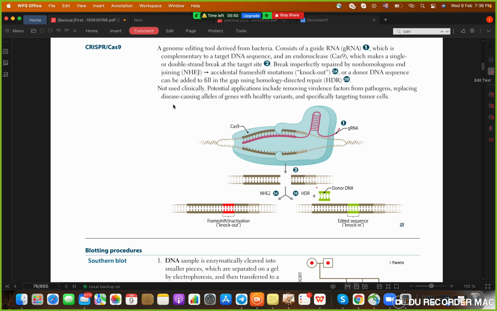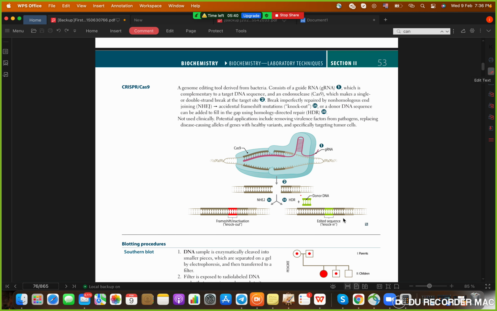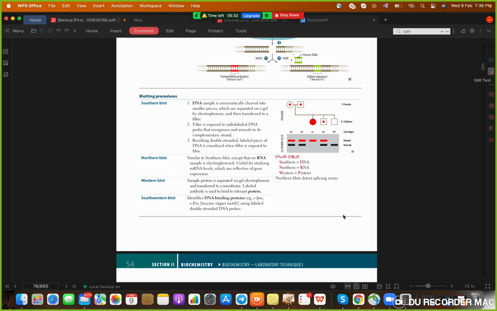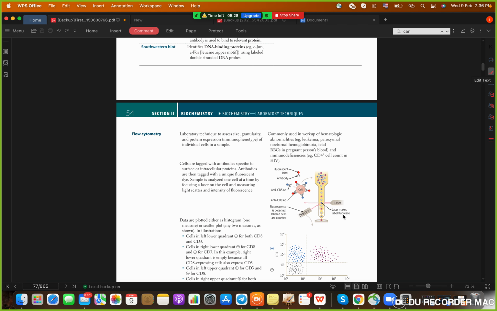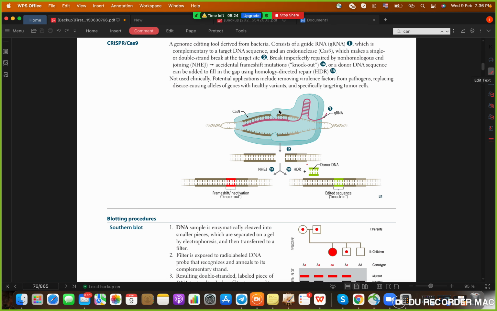Also, replacing disease-causing alleles of a gene with a healthy variant, like cancer, no cancer type of thing, and targeting tumor cells. So yeah, CRISPR-Cas9 is the future device of editing our genome. It's unethical, we don't use it yet, but it's just a story about time. The story is when, not if. No, it's when. We will have to use it one day.